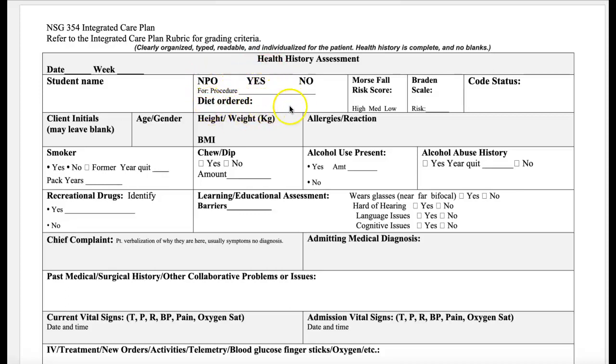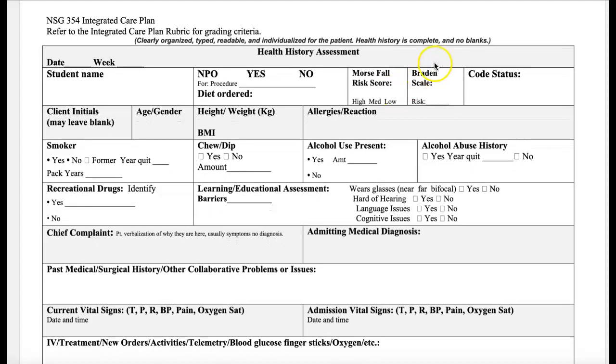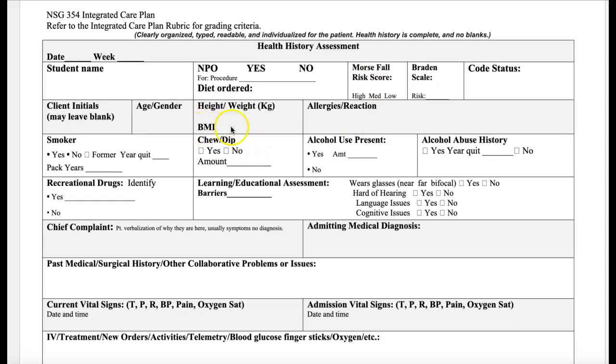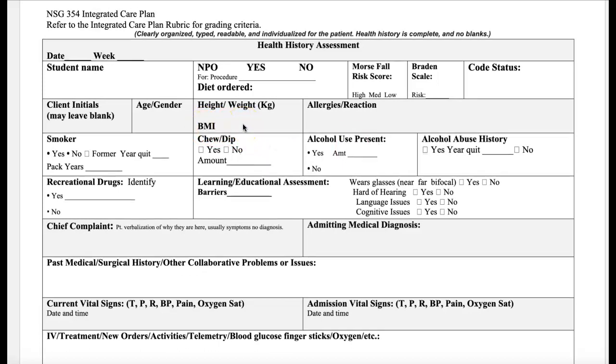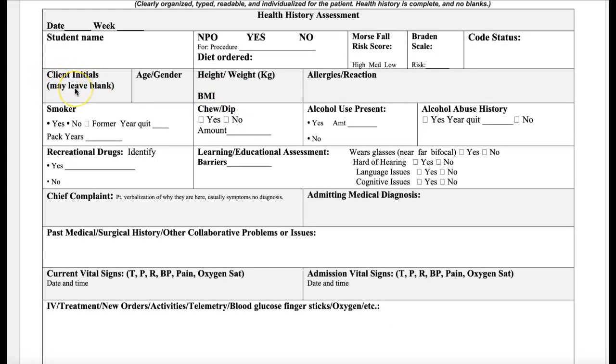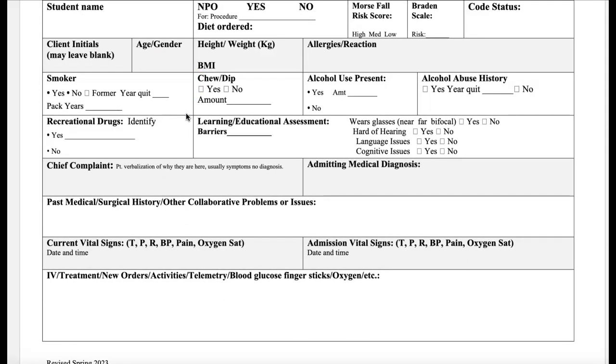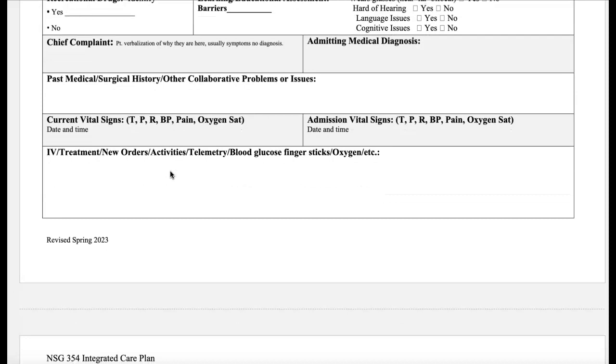If they're diet ordered, make sure you're filling that out, that you're filling out your Morse Fall risk score, the Braden scale. And if a hospital that you use is using a different fall risk score, then just be sure to put that in there. Make sure that you're actually calculating that BMI. I would personally recommend leaving the initials blank, just from a HIPAA standpoint, but that's between you and your clinical faculty member. So you're going to keep filling all of this out.